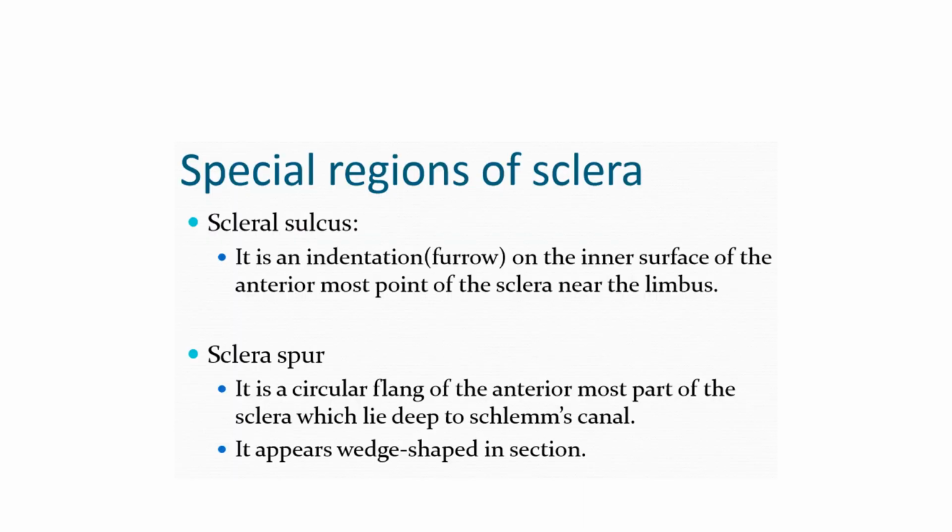Special regions of sclera. Scleral sulcus. It is an indentation or a furrow on the inner surface of the anterior-most point of the sclera near the limbus. So basically it is a circle of groove at the sclerocorneal junction. Scleral spur. It is a circular flank of the anterior-most part of the sclera which lies deep to the Schlemm's canal. It appears wedge-shaped in section. So basically it is a projection from the sclera just below the level of the scleral sulcus.